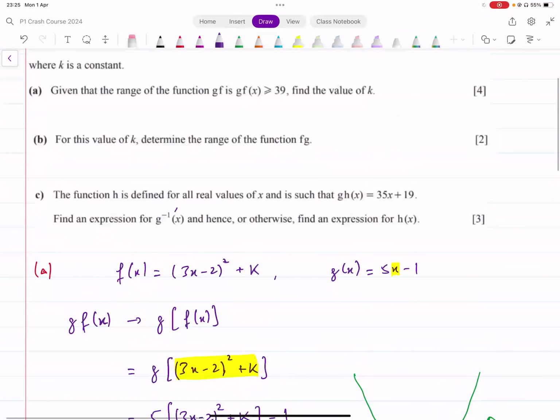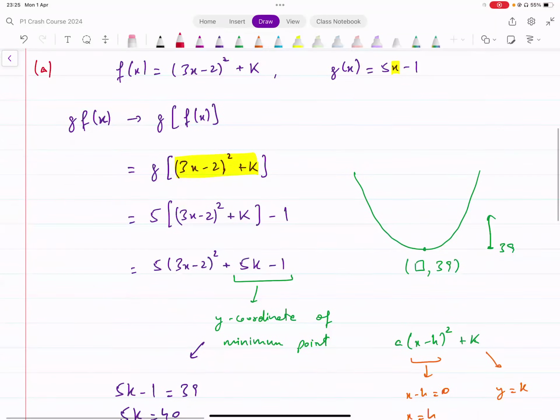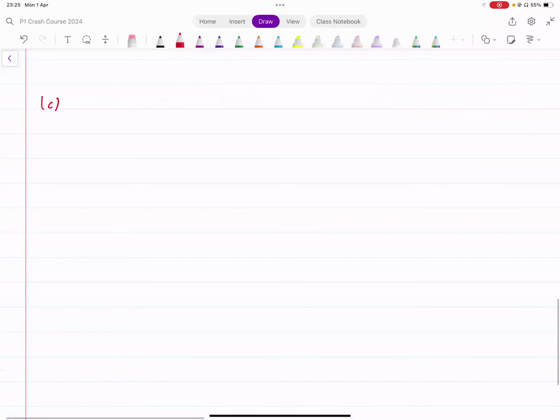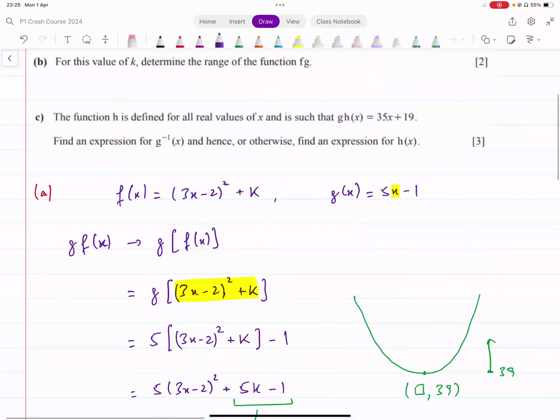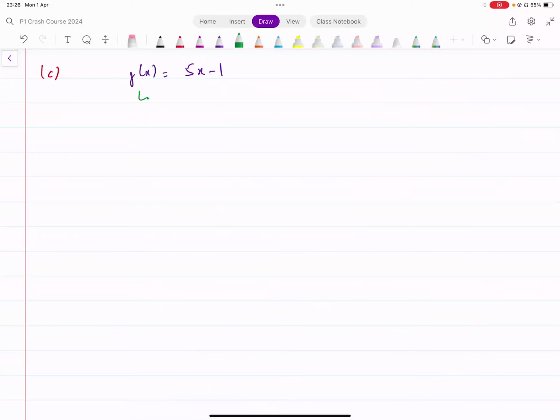So first of all, they're saying find an expression for g inverse of x. Now, can we find g inverse of x? That's pretty straightforward. Part C. We have the function g of x. The function g of x is equal to 5x minus 1. Right? What's the inverse of this function? You say let y equals g of x. And that gives you y equal to 5x minus 1. Make x the subject, and that will give you y plus 1 divided by 5. And then g inverse of x becomes x plus 1 divided by 5. Is that okay? That's g inverse of x.